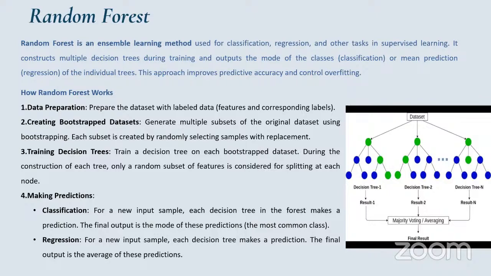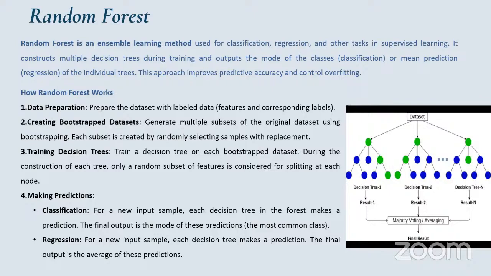Random forest is an ensemble learning method used for classification, regression, and other tasks in supervised learning. It constructs multiple decision trees during training and outputs the mode of the classes for classification, or the mean prediction, that is regression, of the individual trees. This approach improves predictive accuracy and controls overfitting.